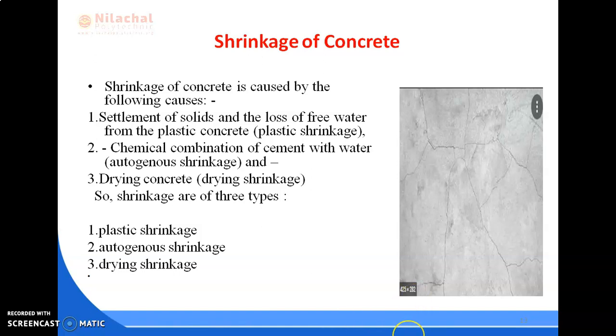And the last is drying shrinkage. When a hardened concrete cured in water is allowed to dry, it first loses water from its voids and capillary pores, and only starts to shrink during further drying when water is drawn out of its cement shell. This is known as drying shrinkage. So these are the different types of shrinkage.